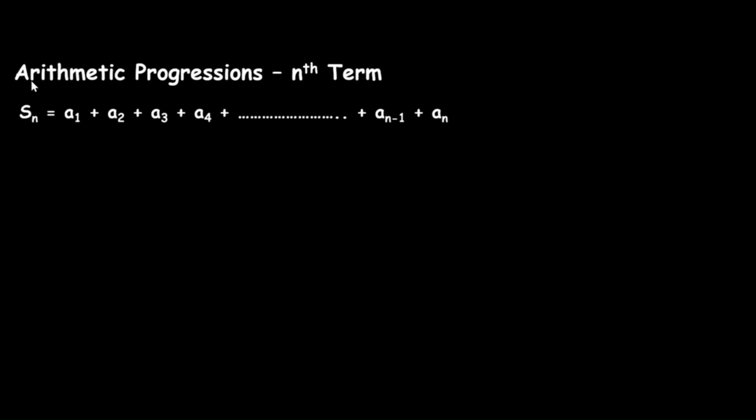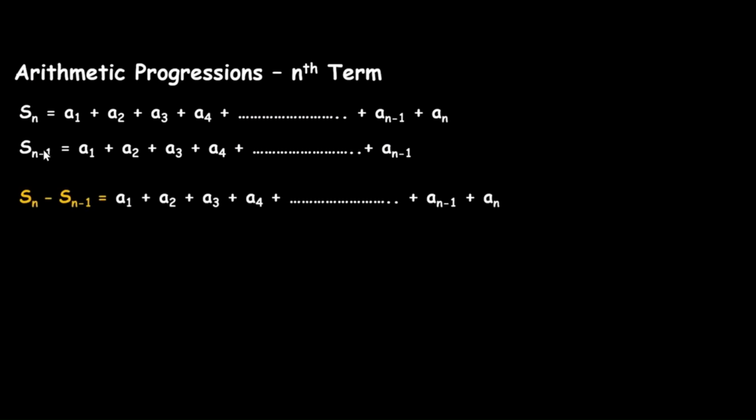Now let us see how we can derive the nth term formula based on the sums of arithmetic progression. So the sum of first n terms would be the sum of all the terms starting from the first term to a(n-1) plus a(n). And what is the sum of first n minus 1 terms? It would be the sum of all the terms starting from first term up to a(n-1).